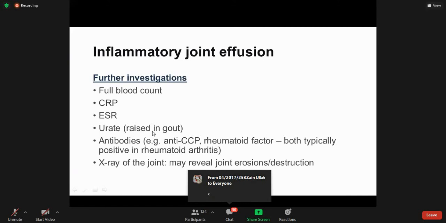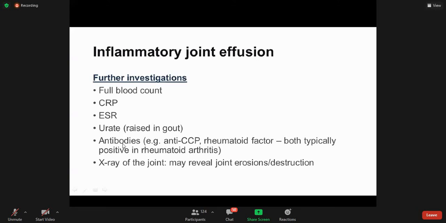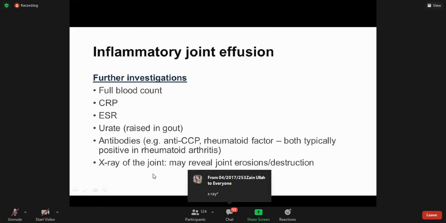You may find CRP and ESR raised, and urate. In case of suspected gout, uric acid will be raised, and antibodies in case of rheumatoid arthritis. ठीक है, ये रूल आउट करने के लिए कौन कौन सी एंटीबॉडीज, for example anti-CCP, rheumatoid factor जिसको हम RF कहते हैं, both typically positive in rheumatoid arthritis, and X-ray of the joint. ठीक है, yes, very good.